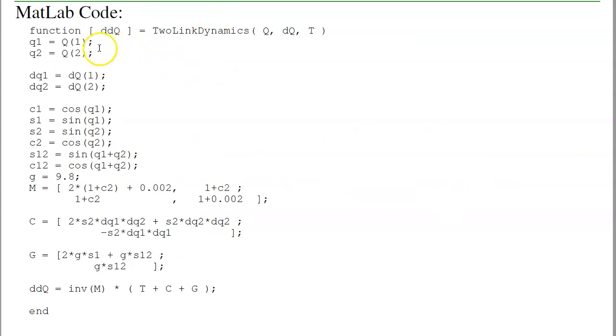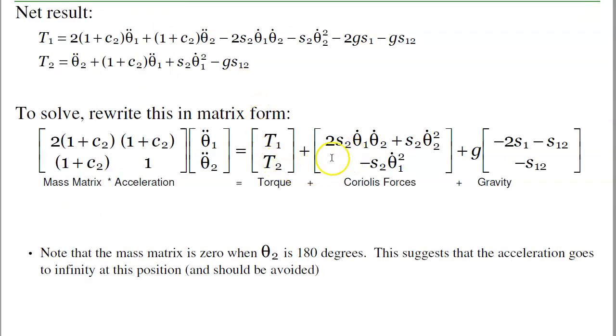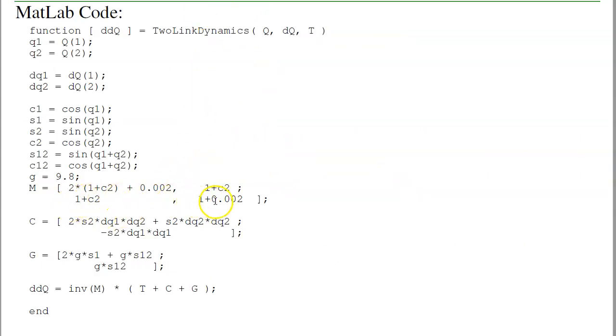With that, I can now simulate it. This is the code, 2-link dynamics, and basically this is the same code I had up here. Given the angular velocities and torques, in this case 0 for free fall, I can calculate the inertia matrix, the Coriolis forces, and gravity forces. Here I added 0.002 just to avoid it being singular. Once I have these, I can find the acceleration: it is the inverse of the mass matrix times the torque plus the Coriolis forces plus gravity forces.